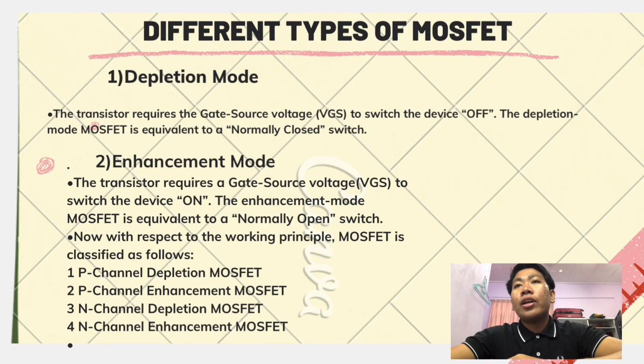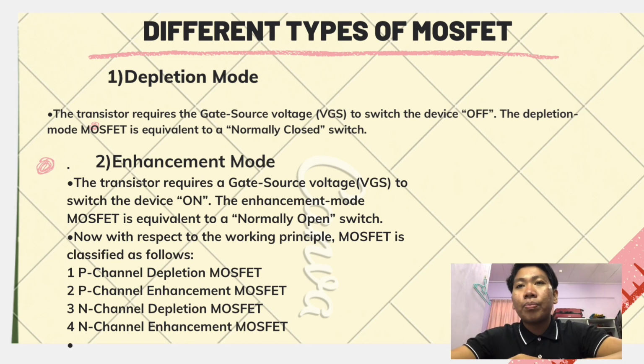And MOSFETs have two different types, and one of these is depletion mode. The transistor requires the gate source voltage, or VGS, to switch the device off. The depletion mode MOSFET is equivalent to a normally closed switch. And two, enhancement mode. The transistor requires a gate source voltage VGS to switch the device on. The enhancement mode MOSFET is equivalent to a normally open switch.